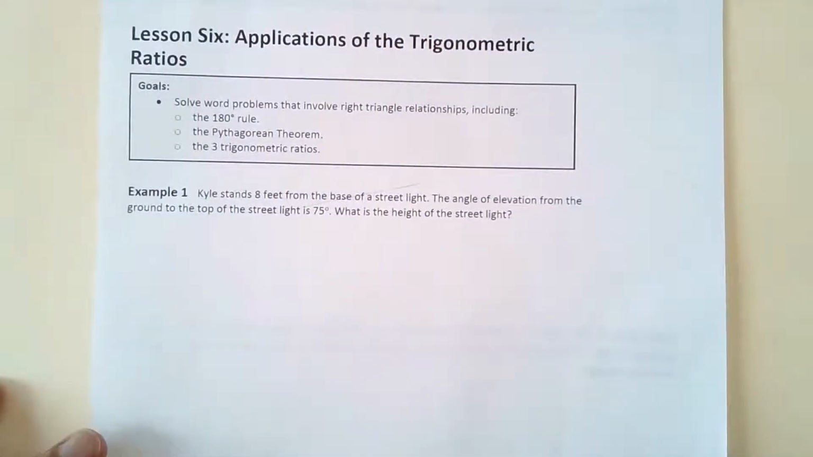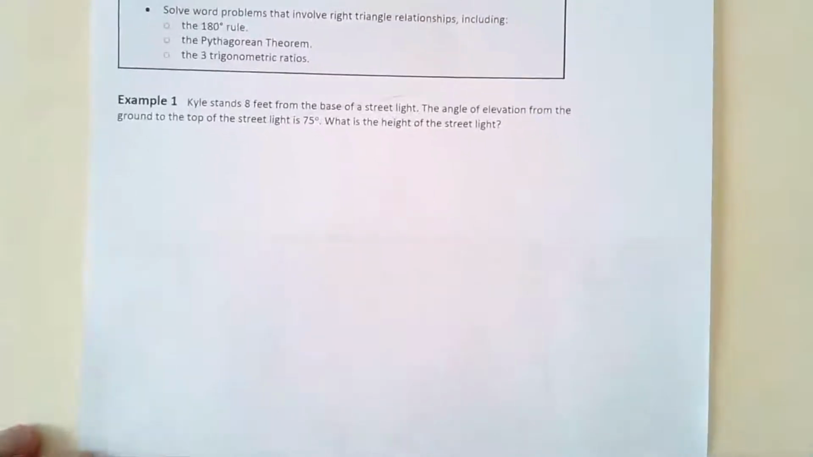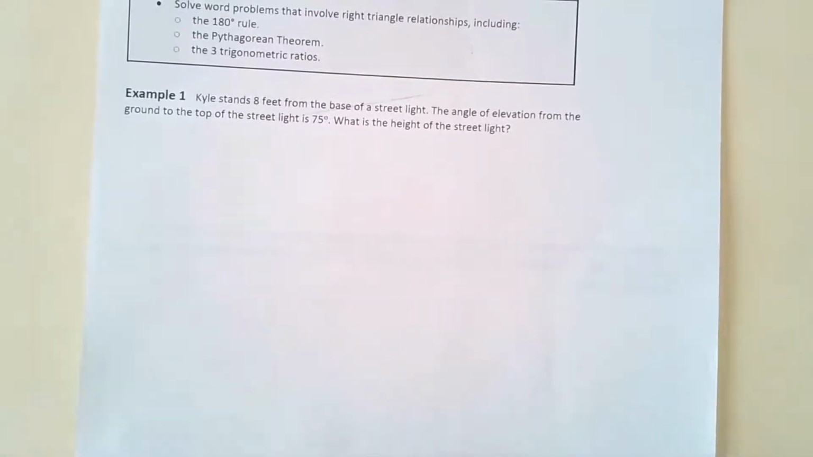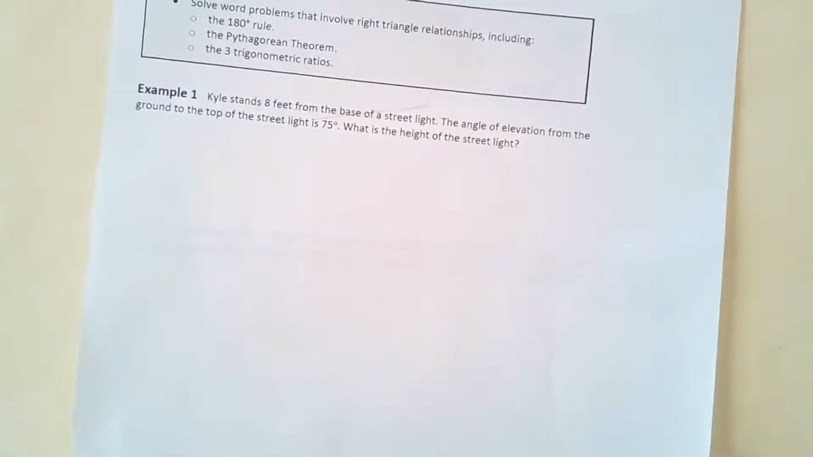Question 1 states, example 1: Kyle stands 8 feet from the base of a streetlight. The angle of elevation from the ground to the top of the streetlight is 75 degrees. What is the height of the streetlight?